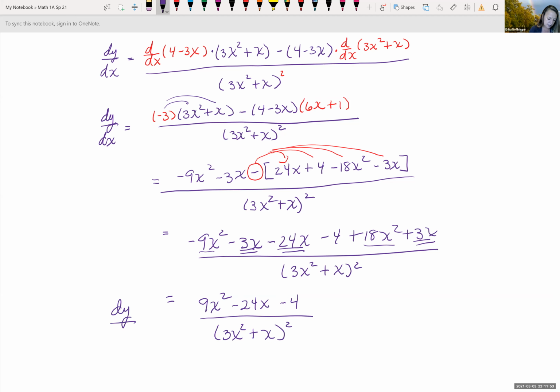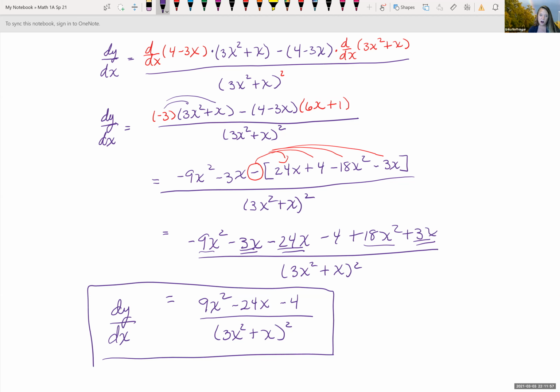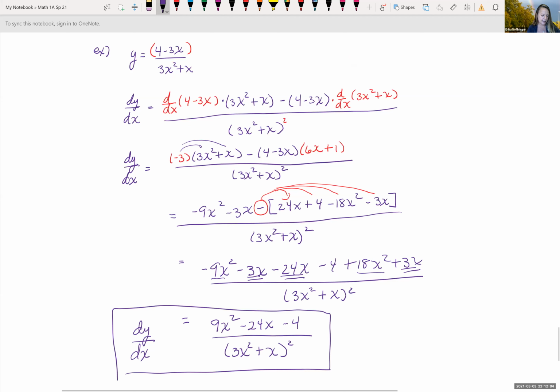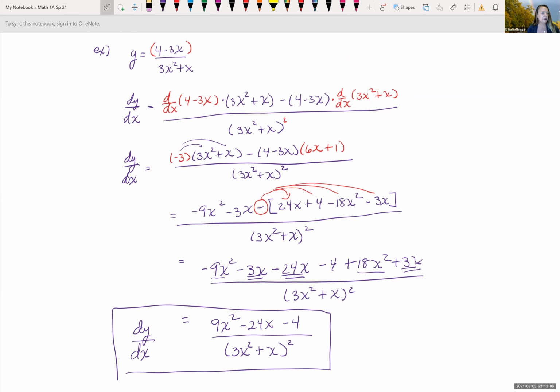If I thought factoring the numerator would cancel anything with the denominator, I would do that, but I don't see that happening and we ran out of time. So I'm just going to leave it like that. Any questions on that one?